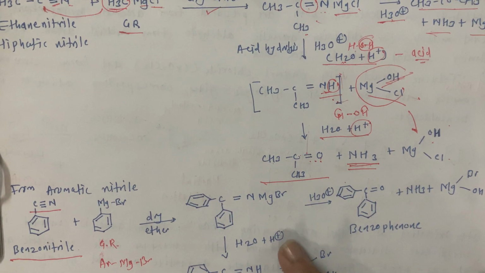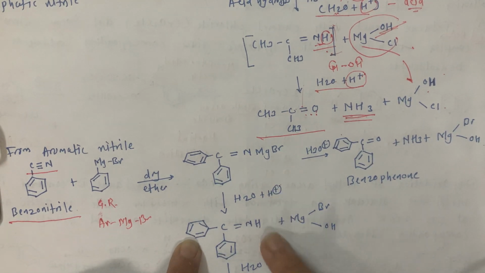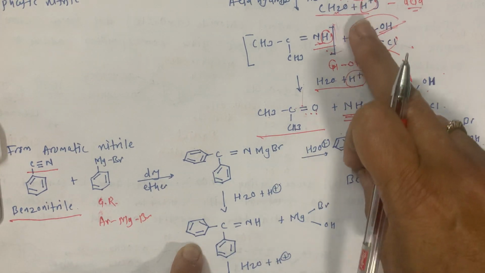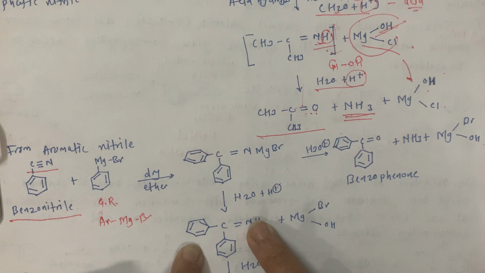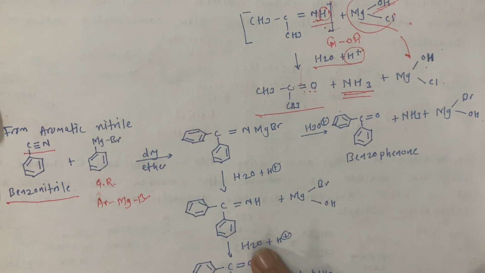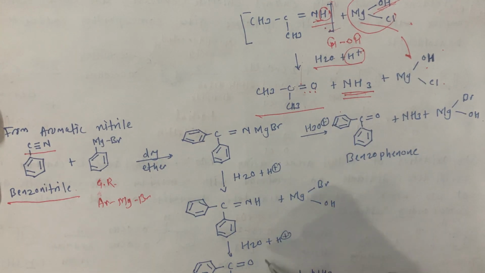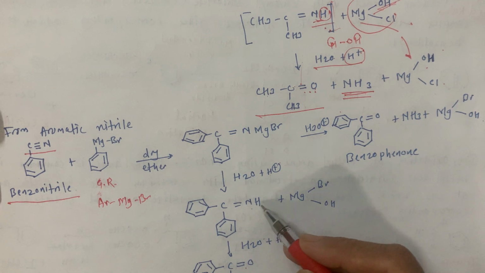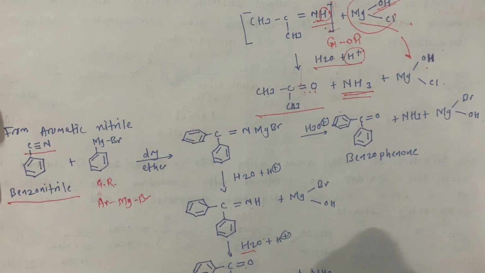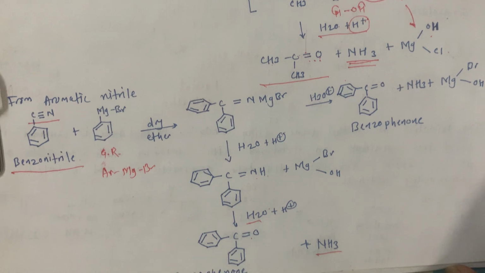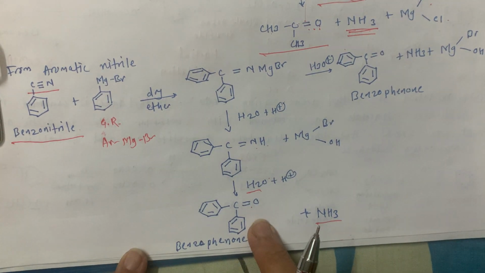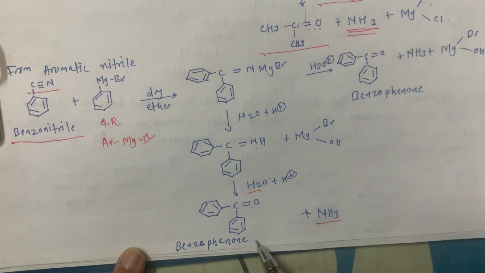Again for simplification, I am using these two steps. Just like here NH is formed, here also double bond NH is formed. Then again H2O comes over here. This NH with this H2 forms NH3. And the aromatic ketone we get is benzophenone.